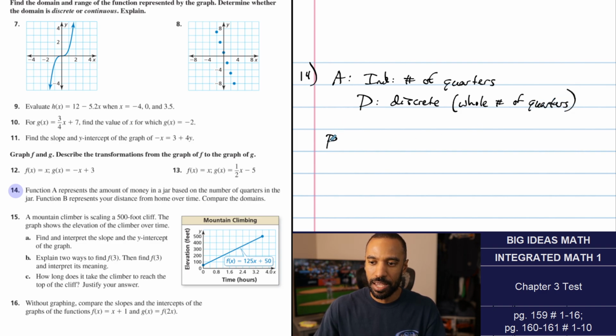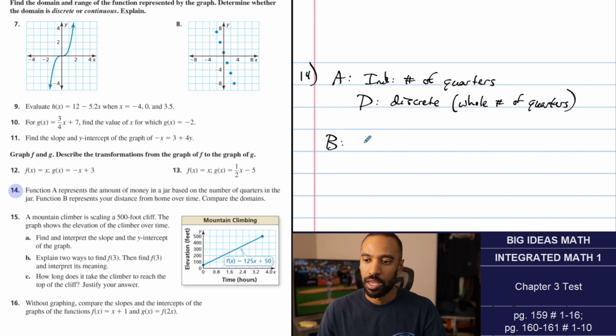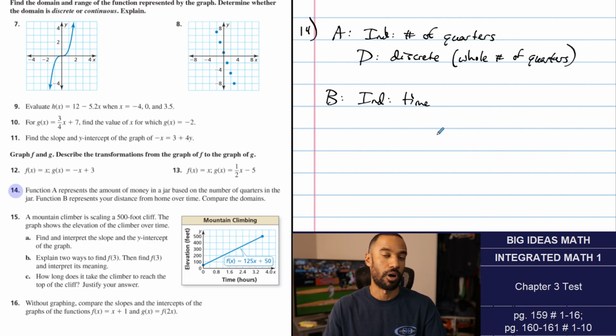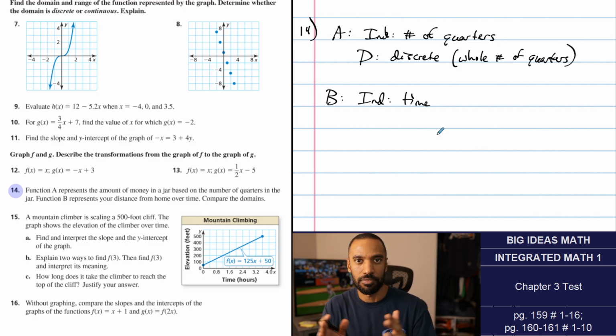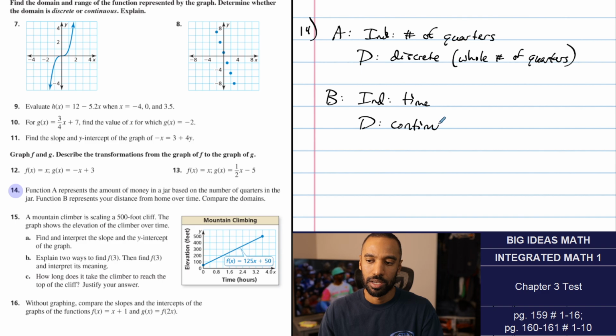For function B, it says your distance from home over time. Your independent variable is time. Time could be minutes, seconds, hours, weeks, whatever, how far you are from home. Are you vacationing? Are you riding your bike? Are you walking? Being escorted home by an Uber? Things like that. So that's time. Time is normally continuous because you can measure it within any amounts. Even if it's minutes, you can be home within a fraction of a minute. So your domain here is continuous because time can be represented fractionally.